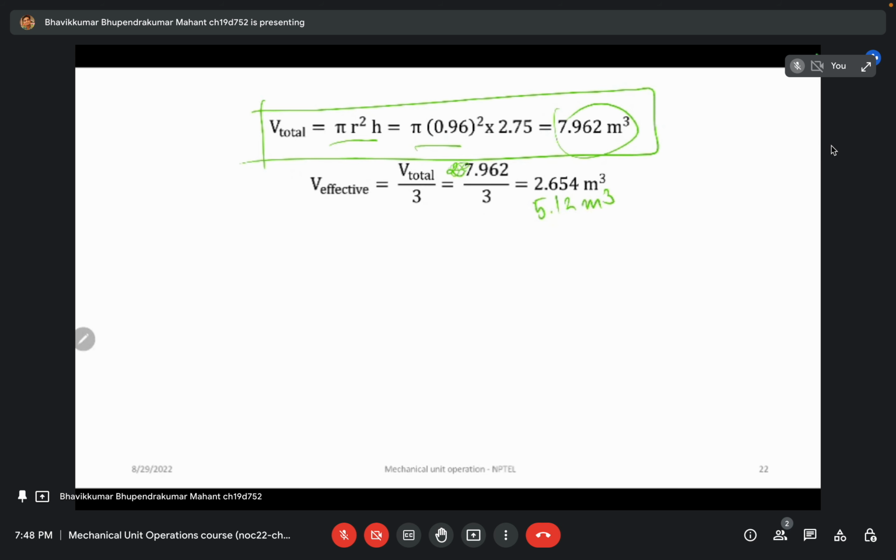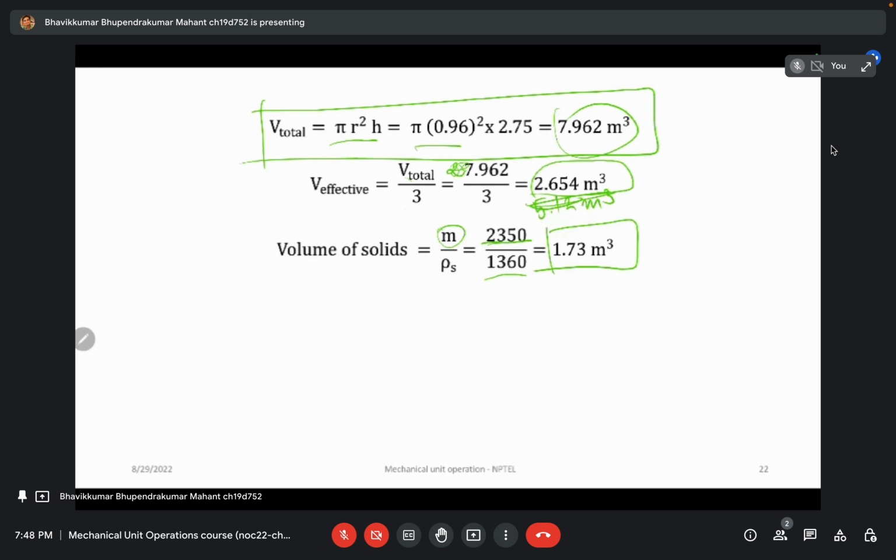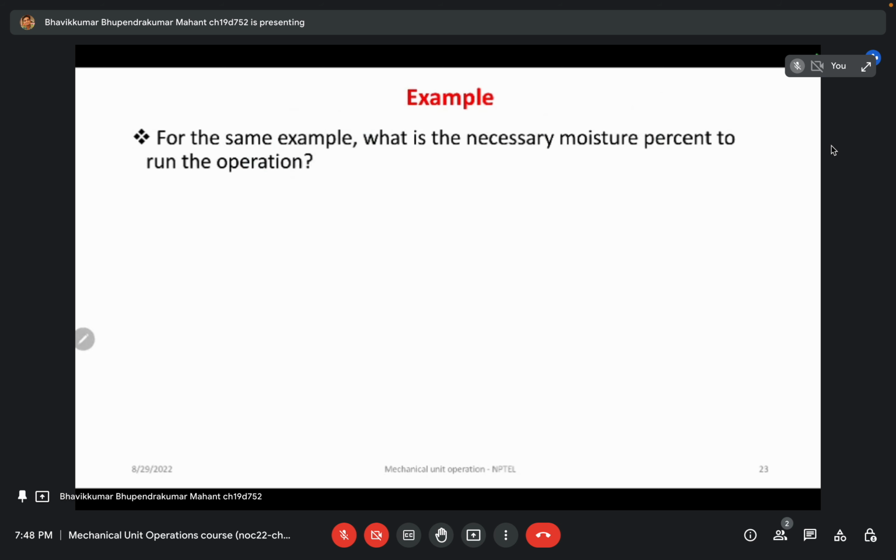Or you can just go for 1/3 of the total volume, and V effective is equal to 2.654 meter cube. This is the V effective. Now to find the volume of solid, we have the total mass of solid, which is 2350 kg, and we have the solid density. At the end we get the total volume of solid as 1.73 meter cube. Subtracting 2.654 minus 1.73 gives the void volume, which is 0.94 meter cube.